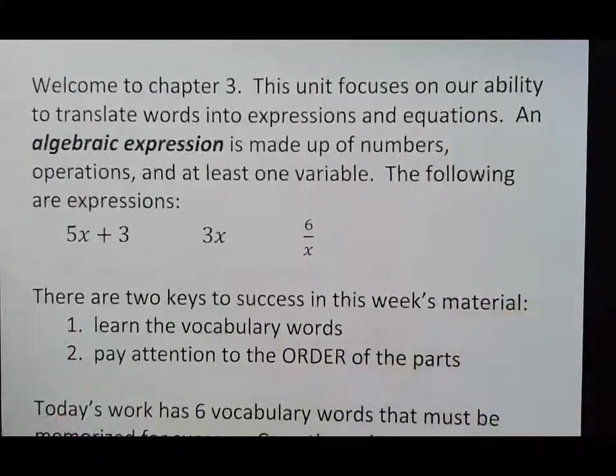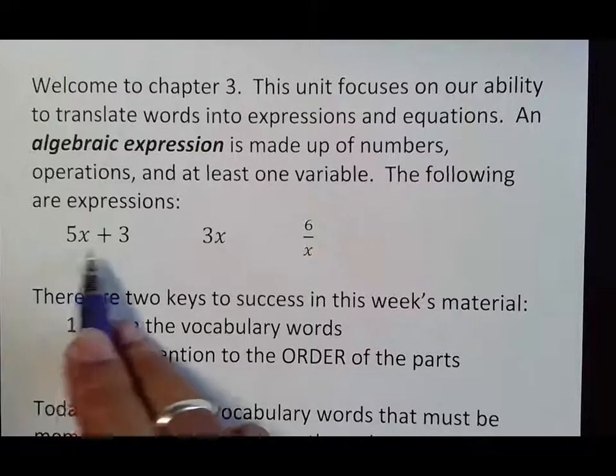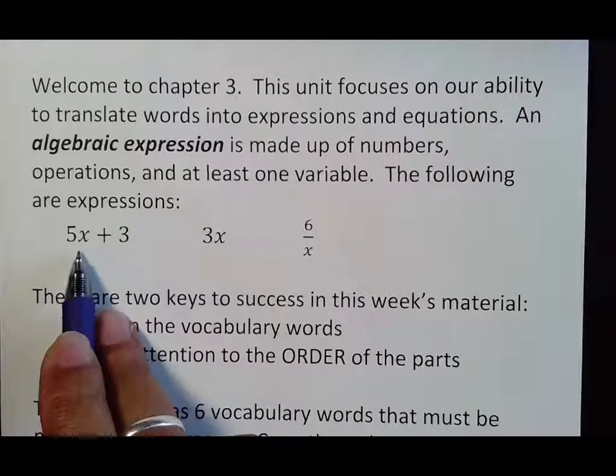But welcome to chapter 3. This unit just focuses our ability to translate words into expressions and equations. Pretty much an algebraic expression is made up of numbers, operations, and at least one variable. The following are expressions. So you have 5x plus 3. It's an expression because there's an x right there.